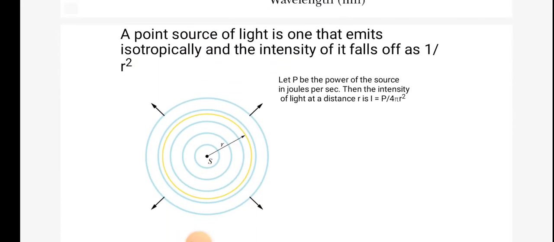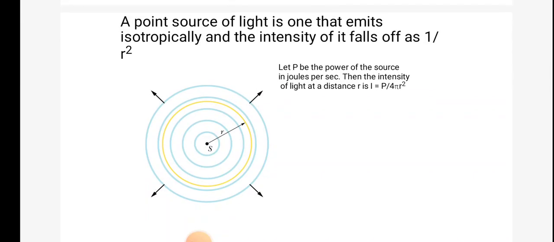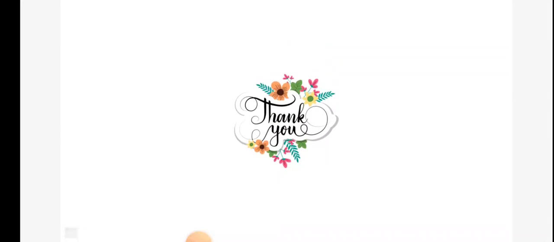A point source of light is one that emits isotropically, and the intensity falls off as 1 by r square. Here let P be the power of the source in joules per second. Then the intensity of light at a distance r is I equals P by 4 pi r square. So in this video we can clearly see how the intensity of the electromagnetic spectrum varies depending on the wavelength. Thank you.